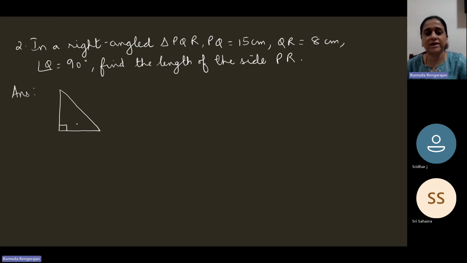So the triangle is right angled at Q, right? So this is Q. This is Q. Because angle Q is 90 degrees. So this is Q. You can mark P and R. See, if you mark P here, you can mark R here. Or if you mark this as P, you can mark this as R. But Q is equal to 90 degrees.